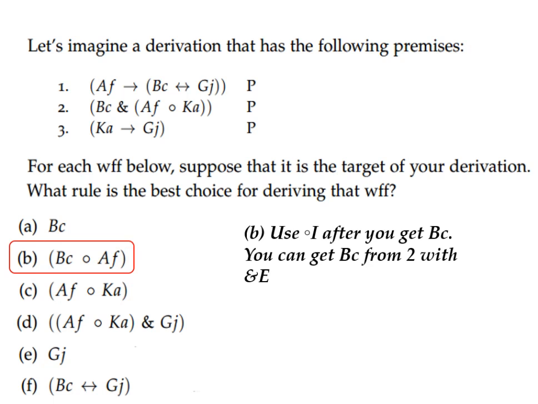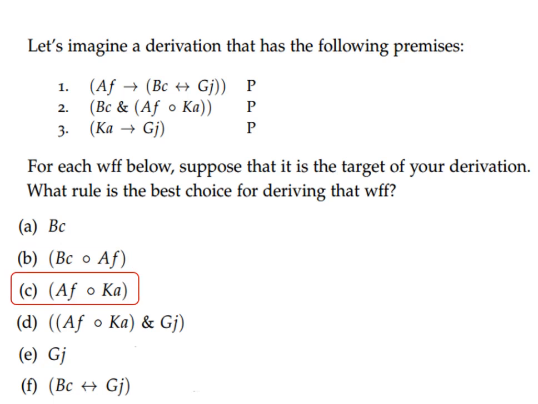Okay, then AF ring KA. Okay, so how do you get that? Well, you can actually just get that out of line 2, again, using conjunction elimination. Right, so there it is, right? There is AF ring KA.